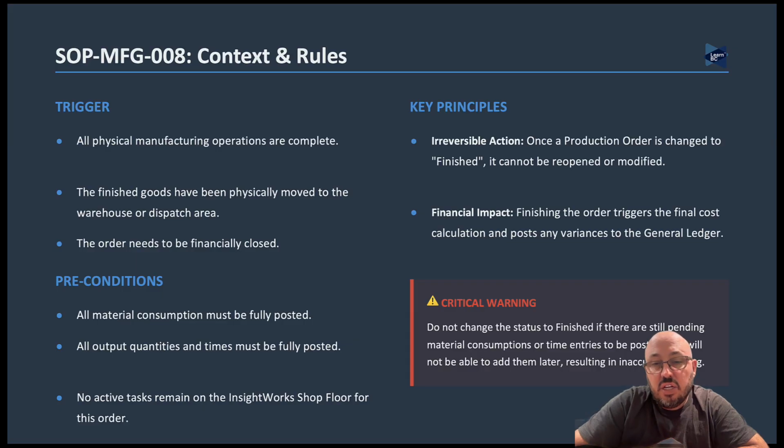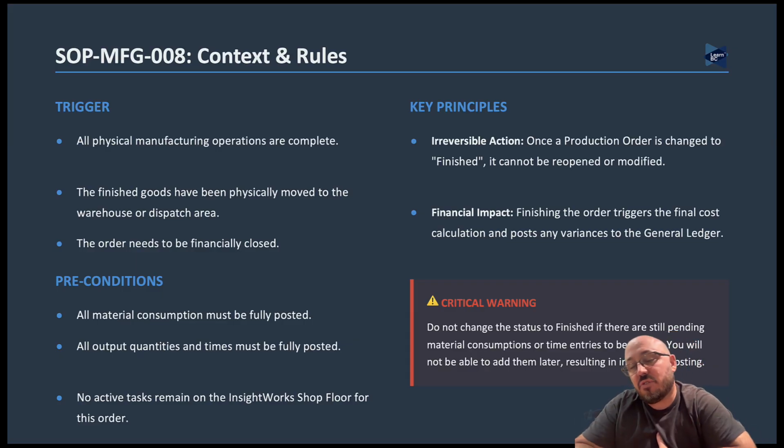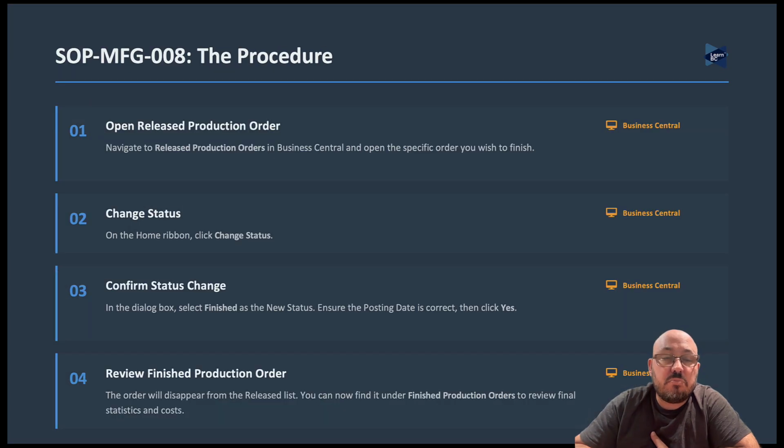So the critical warning here is do not change the status to finished if there are still pending material consumptions or output or whatever. You will not be able to add them later, resulting in inaccurate costing, and it's going to have to be fixed. So what's the process?